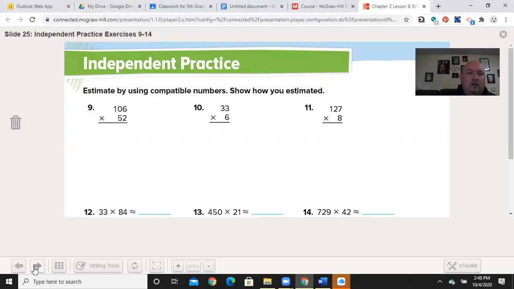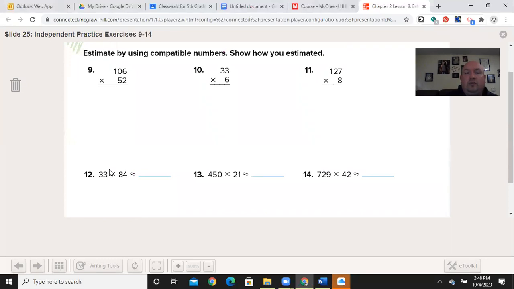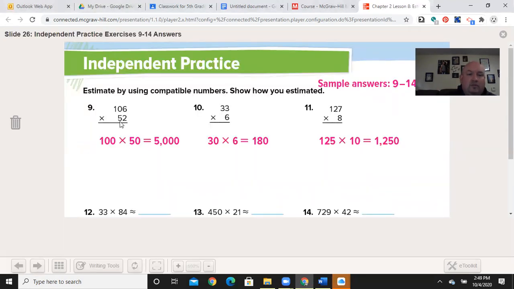All right, let's go on to the next slide. Using compatible numbers, same thing applies. I want you to show how you estimated. Remember, with compatible numbers, you have a little more flexibility. So let's go ahead and pause the video and I'll see you on the other side. Let me pause now. Welcome back. Let's see how you did with compatible numbers. 100 times 50, that makes sense.